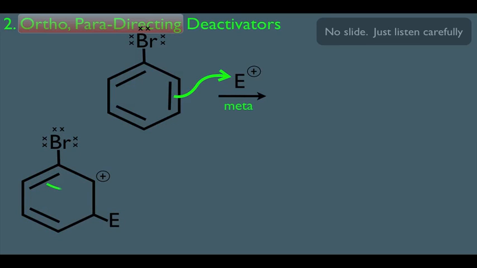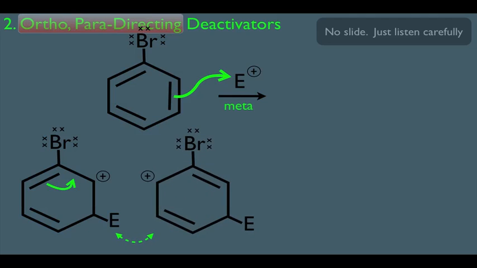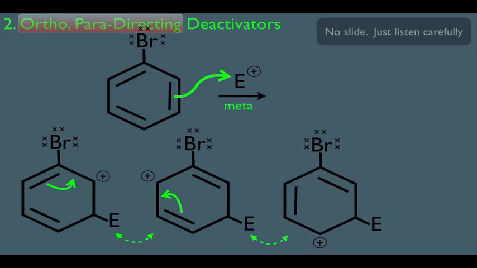We then look at the resonance. Again, electrons can move this way. That leads us to this as an intermediate. The next move we can make is to say these pi electrons move this way, and that leaves us with this intermediate. And if you notice, there are no more moves to make here. We've exhausted all of our possibilities.